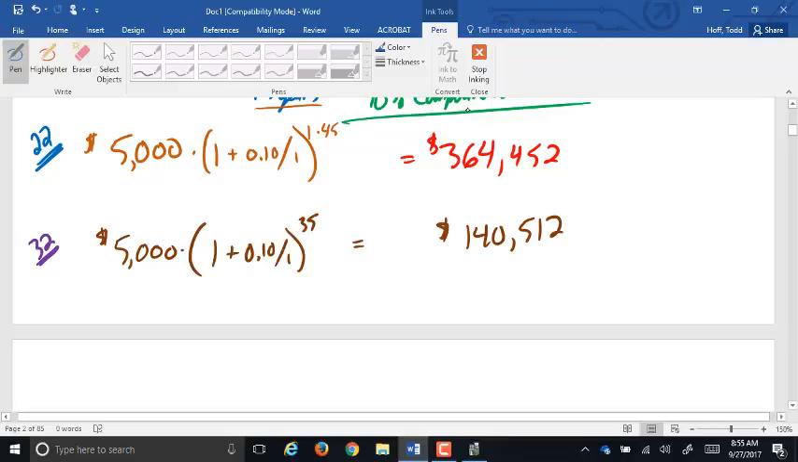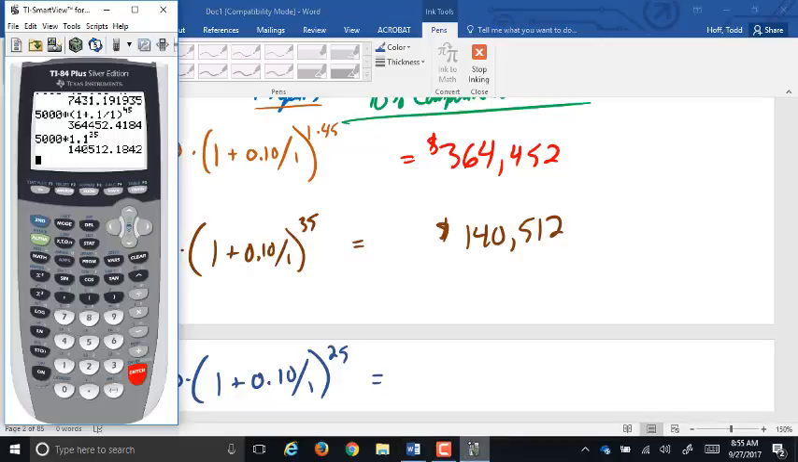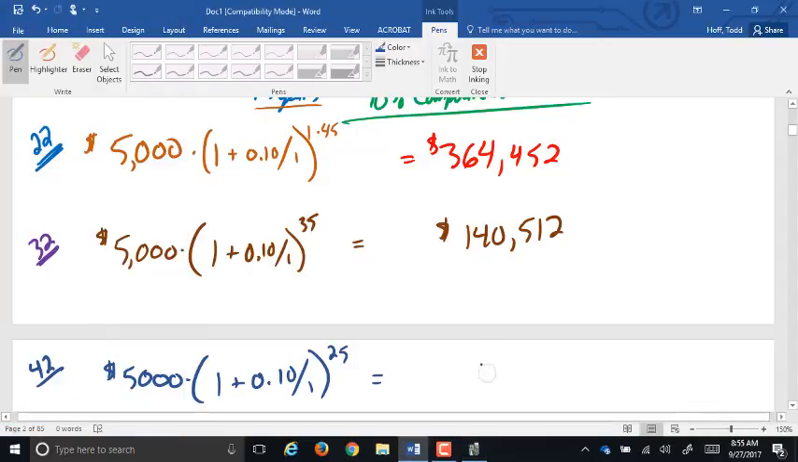Now, let's say you really screw up. Let's say you wait till you're like 42. You put away that same $5,000, assuming you can still get 10%. At that point, you might not have enough time left to get that 10%. But it's going to be there for 25 years. This is going to make me cry. 54,174.